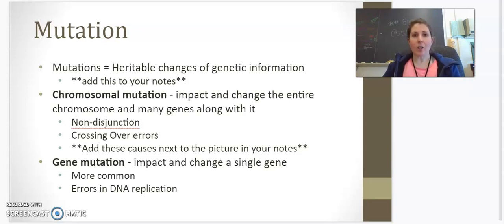Make sure that you add the causes of these in your notes as well so that you have those written down. The other mutation that we'll look at is a gene level mutation. So this is a mutation in the actual DNA nucleotide sequence of one single gene. It can also be really bad. I mean, you don't want any sort of mutations in your genes. It happens more commonly, most of the time with DNA replication, but this can certainly have a really significant impact on the organism. It just doesn't impact as many genes. It's just one gene at a time.